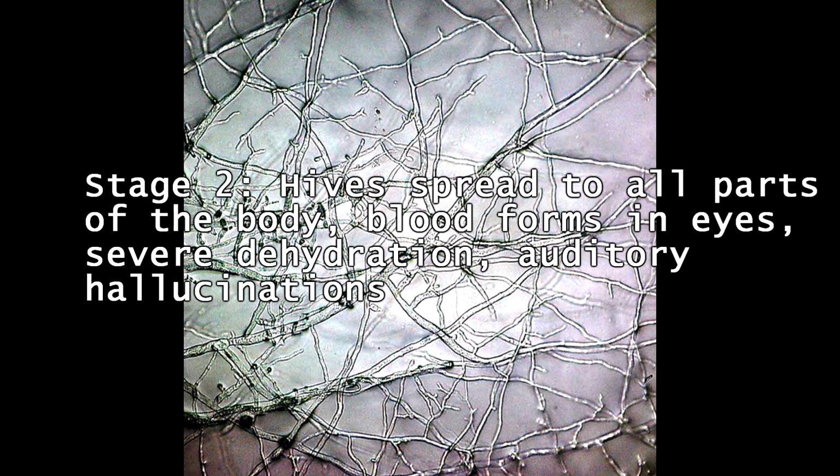Stage 2 occurs 24 to 72 hours after initial infection. Hives will begin to spread to all parts of the body. They can sometimes break open, resulting in minor bleeding. Blood will begin forming in the eye, resulting in visual impairments, and severe dehydration will also occur. Auditory hallucinations begin at this stage.